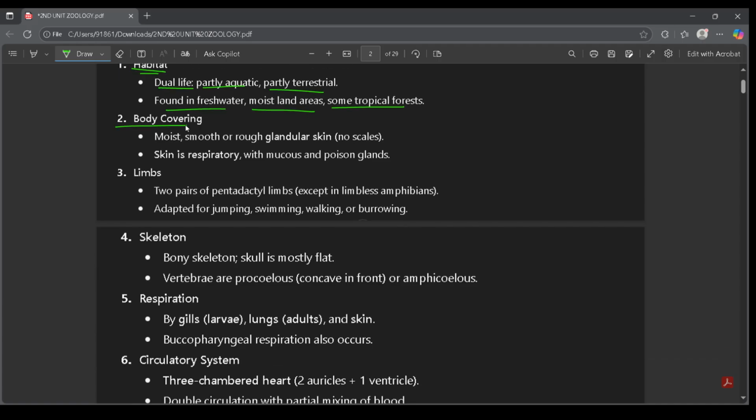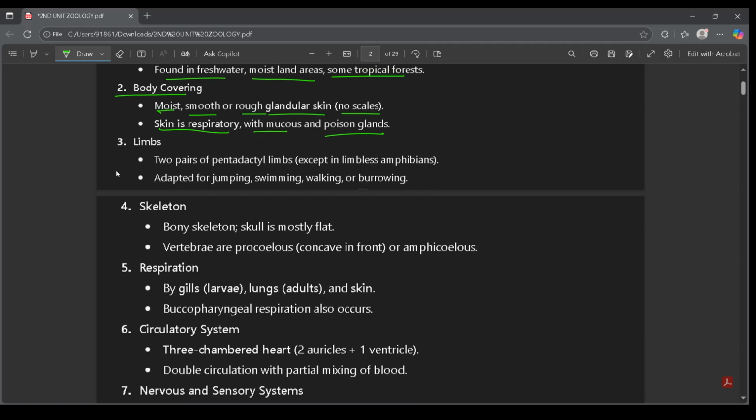The second portion being the body covering. Their body is moist, smooth or rough, with glandular skin, no scales. Skin is respiratory with mucus and poison glands. Number three being limbs. Two pairs of pentadactyl limbs, except in limbless amphibians, adapted for jumping, swimming, walking, or burrowing.